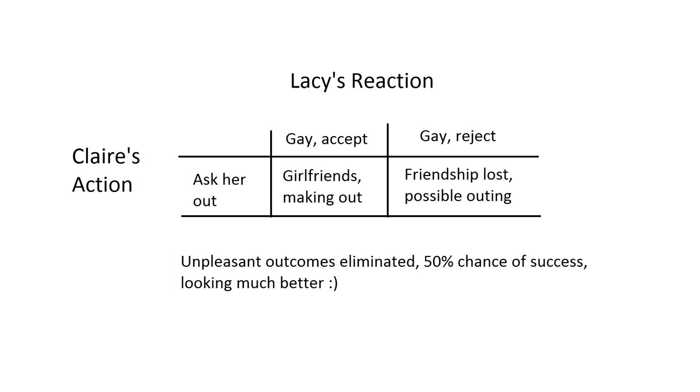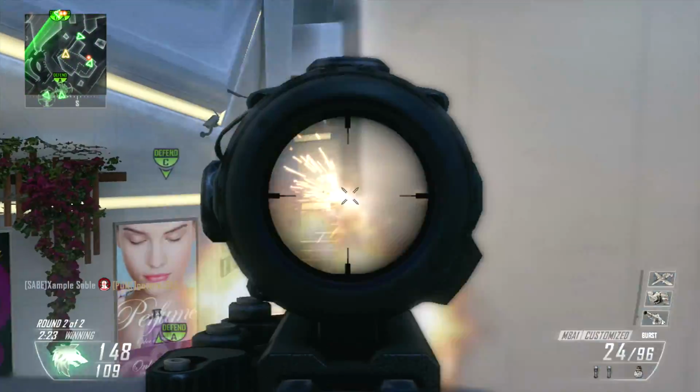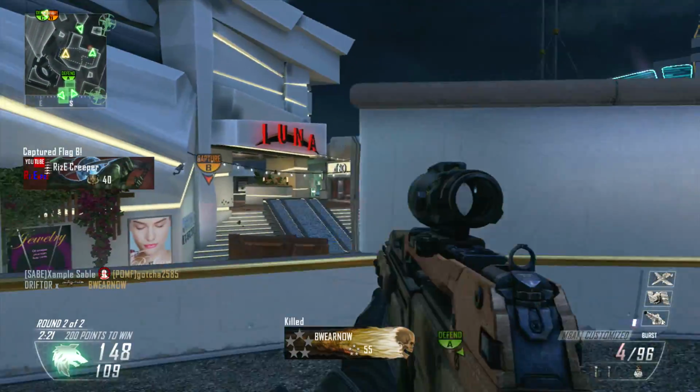This is what we've got. She can be gay and she can accept you, and then your girlfriend and everything is great. Or the risky part is she can be gay and still just not be interested in you and turn you down. However, the probability of success just jumped from 17% all the way up to 50%. And I say that's a massive improvement. And based on that, you can judge your actions better. You can weigh your risk against the rewards.